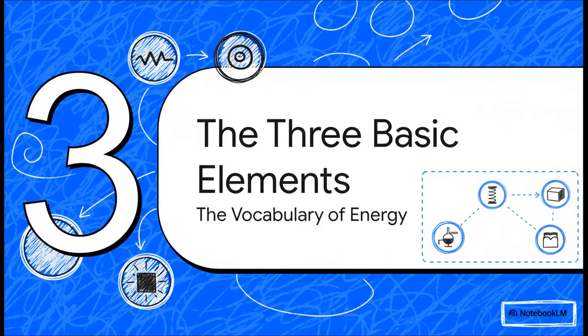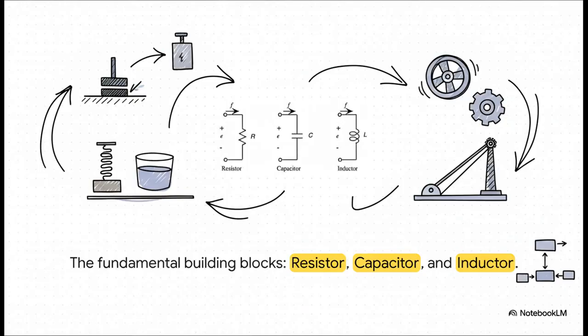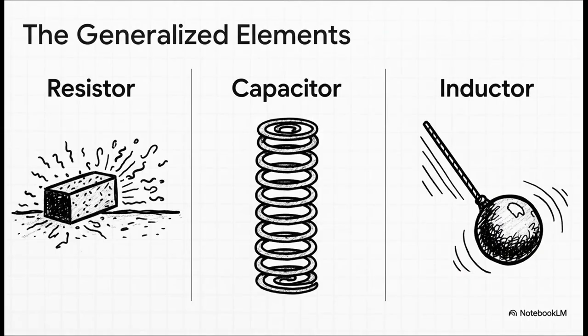Okay, so if effort and flow are our grammar, what about the words, the vocabulary? Well, let's meet the three basic elements that make up pretty much every system. Now, these probably look super familiar if you've ever touched electronics. They are, of course, the resistor, the capacitor, and the inductor. But the big idea here is that we can use generalized versions of these three components to build a model of any physical system.